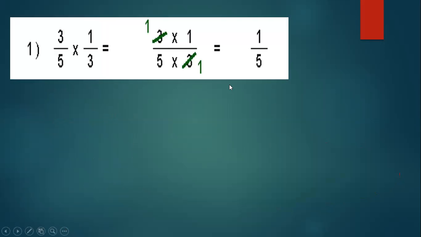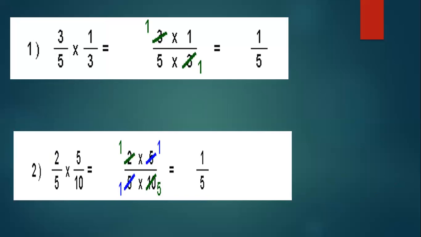Okay. Next we have 3 by 5 multiplied by 1 by 3. Children, we can see that 3 and 3 cancel out. We are left with only 1 by 5. Suppose we have 2 by 5 multiplied by 5 by 10. 5 and 5 get cancelled with each other. In 2's table, 2 comes 1 time and 10 comes 5 times. So we are left with 1 by 5.